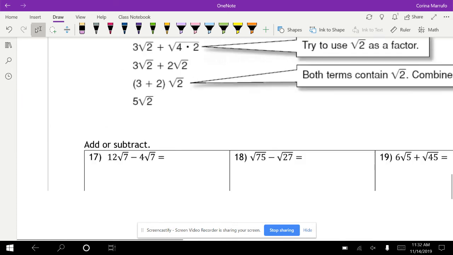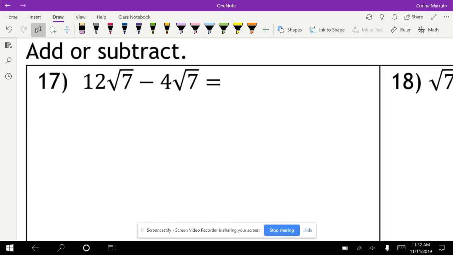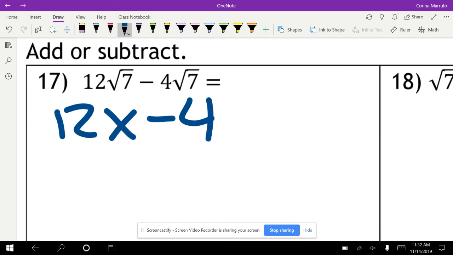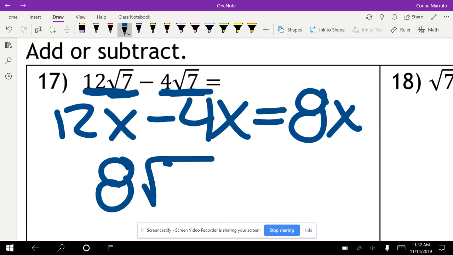Adding and subtracting radicals. So it's kind of like x's. So for example, if we were to have 12x minus 4x, if you have 12 x's and you take away 4 x's, we're left with 8 x's. But in this case, we don't have x's. We have square root of 7s. So if you have 12 square root of 7 and you subtract 4 square root of 7, you're left with 8 and the square root of 7.